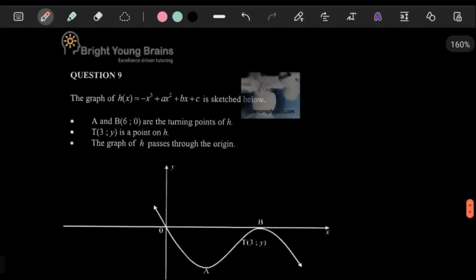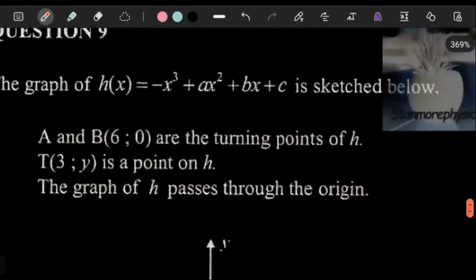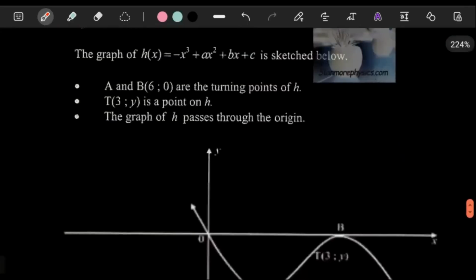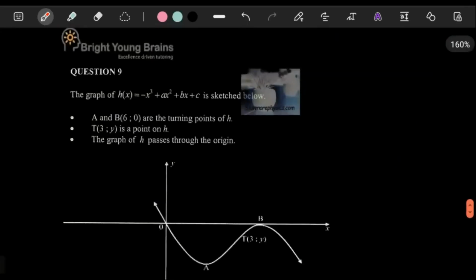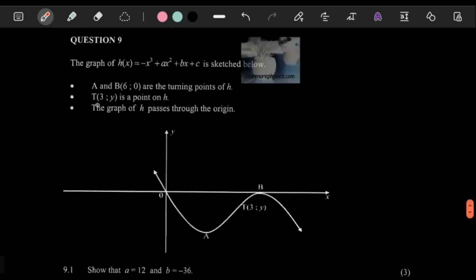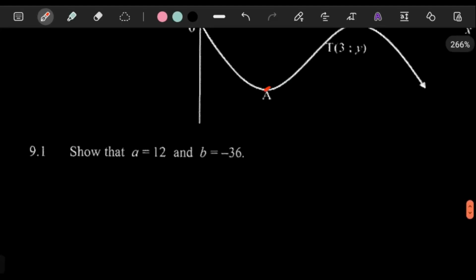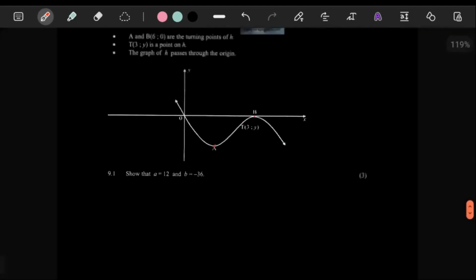Okay, question number 9. It says, the graph of h, right? This is clearly a cubic function. The graph of h of x is equal to this equation. It is sketched below. So this cubic function being sketched below, they said A and B are the turning points. Yes, there's A over here, B over there.